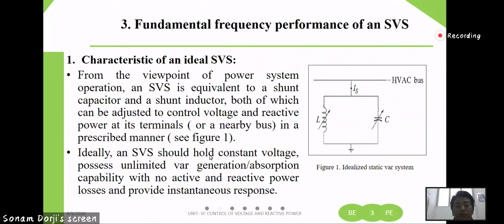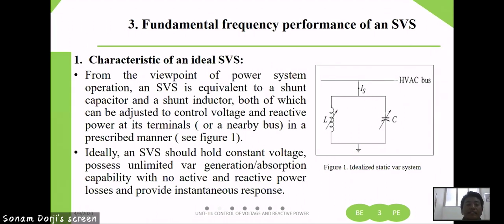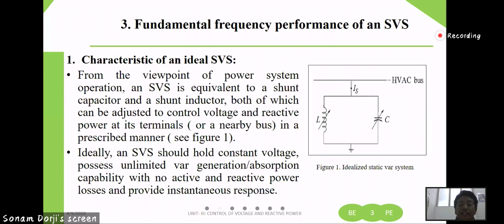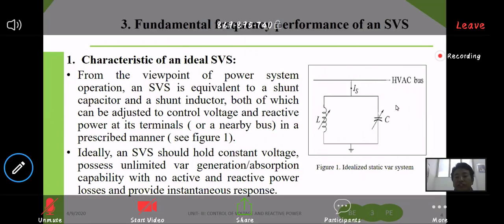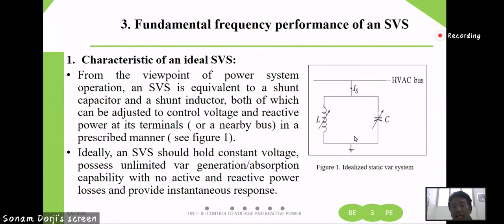Now we'll go through the general characteristic of SVS. First we'll start with the ideal SVS, how an ideal SVS should behave, and then the real characteristic, and we'll also see the power system characteristic, and only then will we control the voltage. Just now we'll see the ideal characteristic of the SVS system. Using that characteristic, we apply it in the power system network, and then we will see how it controls the voltage and the reactive power. So first, let's see the ideal characteristic of an SVC system.